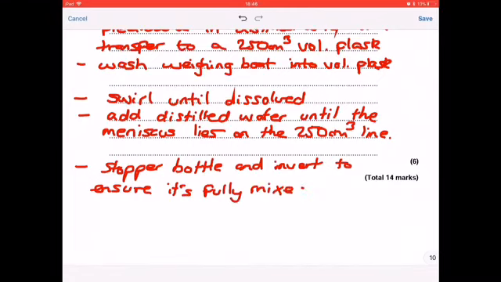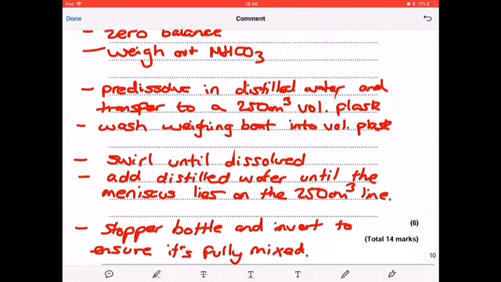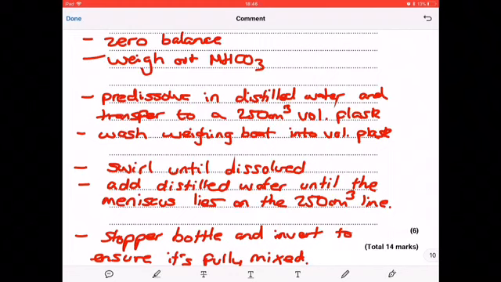That in itself will get you 6 marks, and most people did put all of that information in. However, some of it was missed out in terms of the details about the volumetric flask, but most of it was generally done really well.